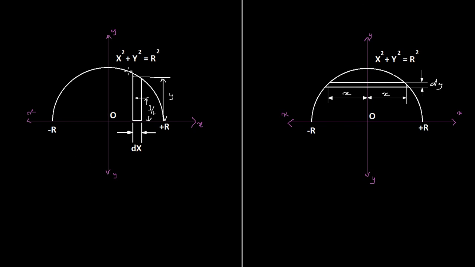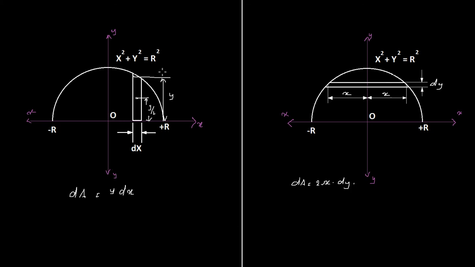Now the differential area in this case will be dA is equal to dx into y, so that is y dx, and here dA is length into width, that is 2x into dy.